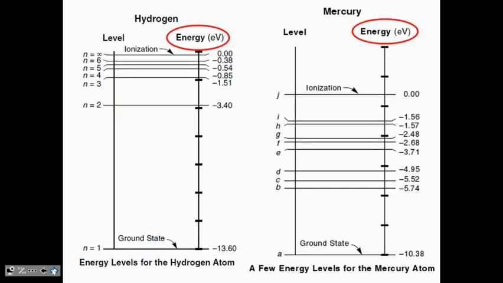If we look at our reference table, you have 2 energy level diagrams that are given to you. And if you look at the energies, both are in electron volts, abbreviated as eV. So I'd like you to imagine all of the energy values on the right-hand side of these diagrams to have units of electron volts.